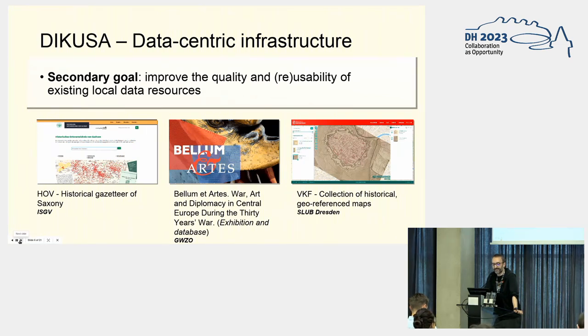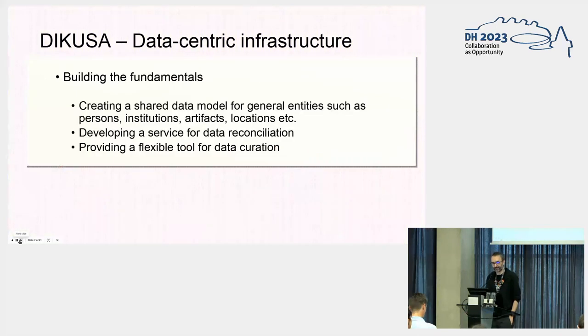And also our partners at the University Library in Dresden have a really interesting collection of digitalized and geo-referenced maps. Again, another resource we're trying to make a bit more accessible and to improve the quality of it via our research. So how do we want to do this? We're trying to build the fundamentals to enable, again, researchers in small projects to create better data sets.